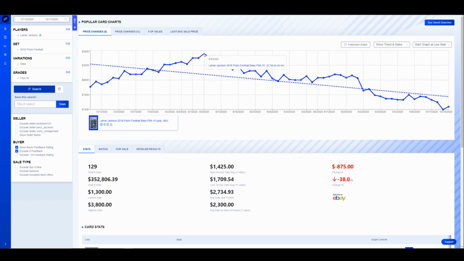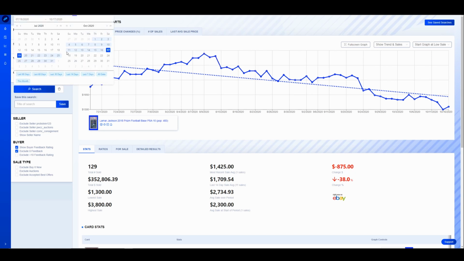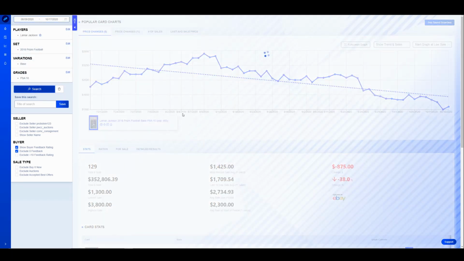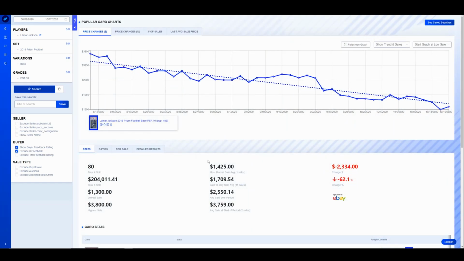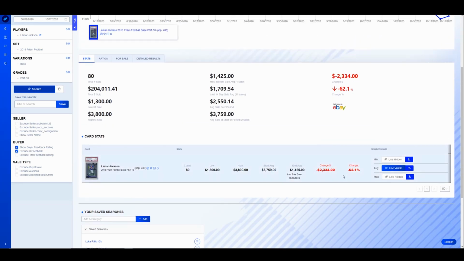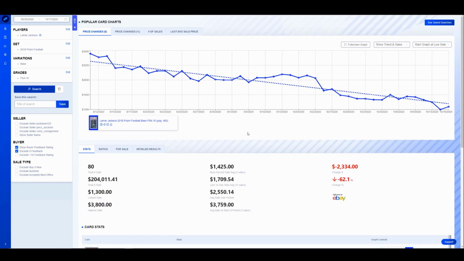In early August, August 9th, his PSA 10 Prism was almost $4,000, $3,759. It is now currently $1,300. So just for the hell of it, that was on 8-9, I'm going to run this graph from 8-9 to today so we can see the fall from peak. It is down 62% from August 9th.